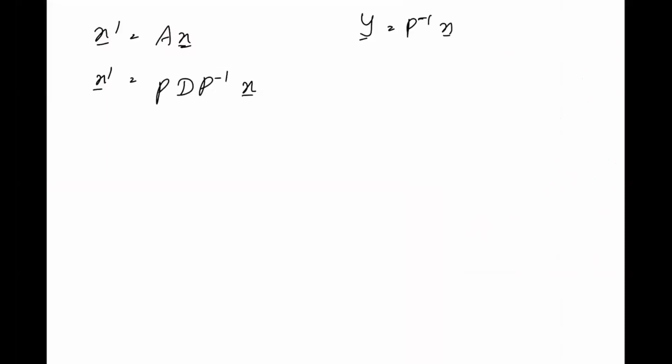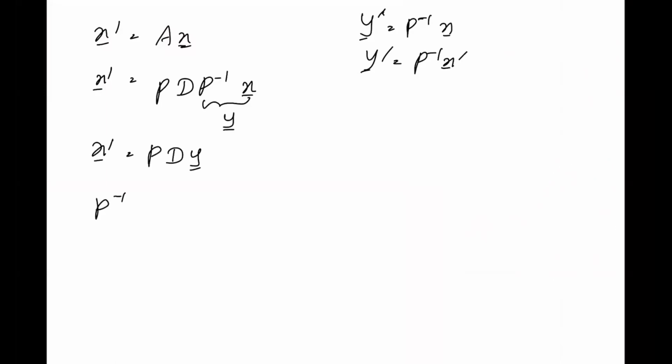Okay. So then what will happen is I can write this thing as my Y. So I can have X dash equals P D y. Now I know my Y bar is nothing but P inverse X bar. So then I can have P inverse.